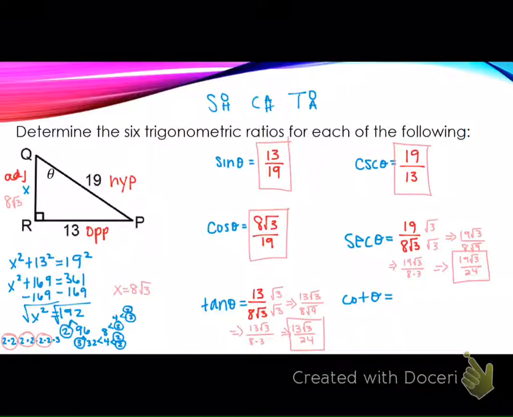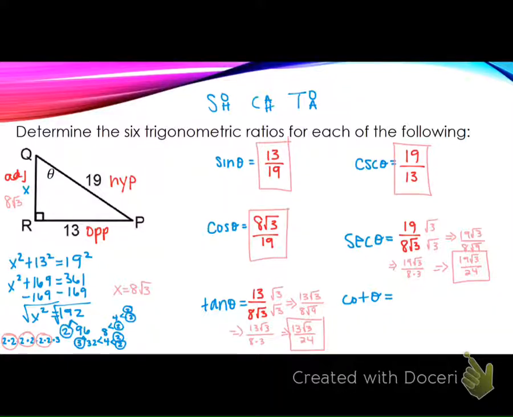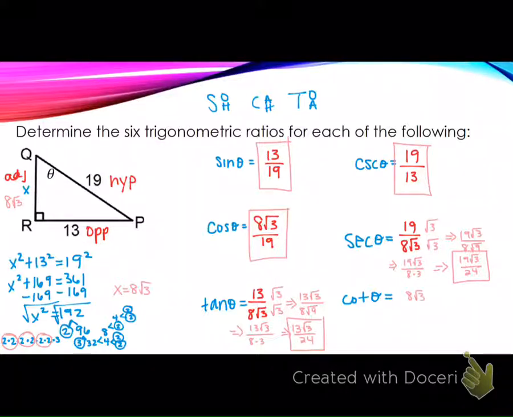So which one would be easier to reciprocate? 13 over 8 root 3, the original, or 13 root 3 over 24? Second one. Okay, if you reciprocate the second one in pink, you're going to have a radical in the denominator, so you're going to have to rationalize again, right? So which one is easier, actually? The original. So we get 8 root 3 over 13. All right, so that's kind of a review of that.